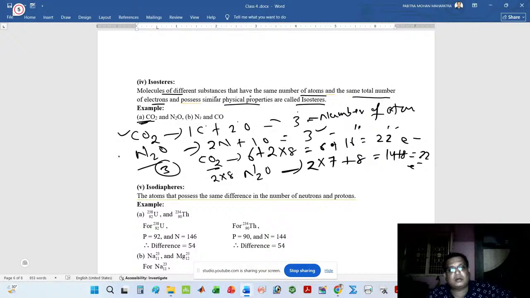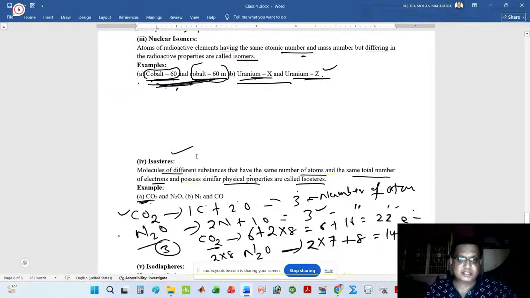Here carbon dioxide has 22 electrons, and N2O also has 22 electrons. That means the number of electrons is also the same. So CO2 and N2O are said to be isosteres. Molecules of different substances that have the same number of atoms and the same total number of electrons and possess similar physical properties are called isosteres. So here I can say that CO2 and N2O are said to be isosteres to each other. Next, let me explain the second example.